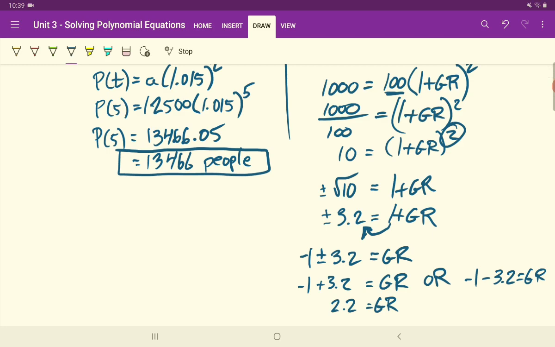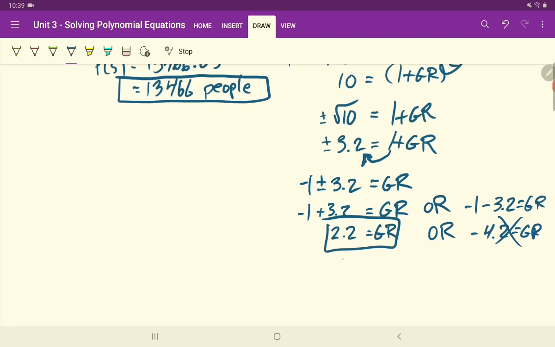Okay, versus -4.2. Okay, so 2.2% there. This one would obviously not make any sense. Okay, or sorry, not 2.2%. That's as a decimal. If we want to change that to a percent, we need to multiply that by 100. And so it's actually growing by 220%.